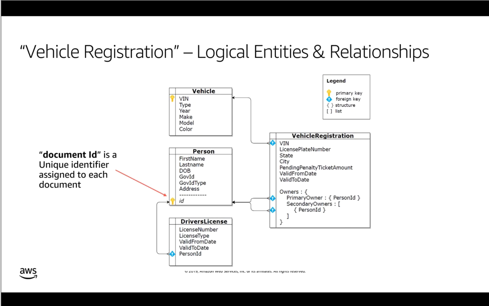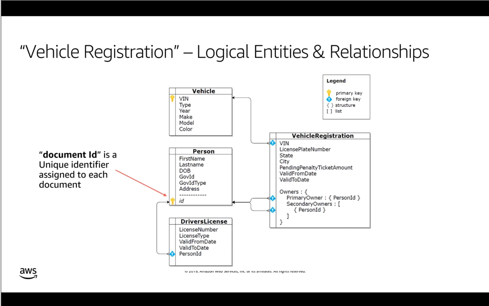Similarly, in the owner's attribute of the vehicle registration table, you can see that the primary owner is essentially the person ID or the document ID of the person that is the primary owner. And in the secondary owners, we have applied a similar concept in which it's again a person, and we use that person record's document ID.